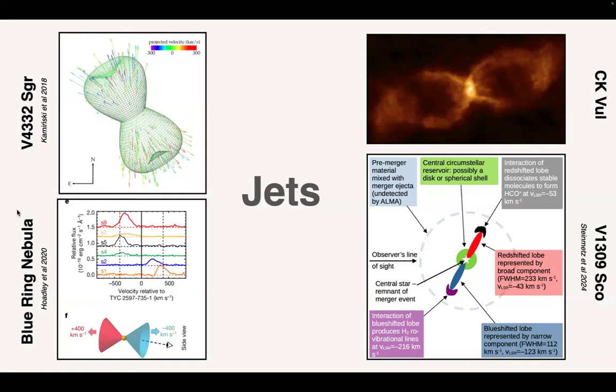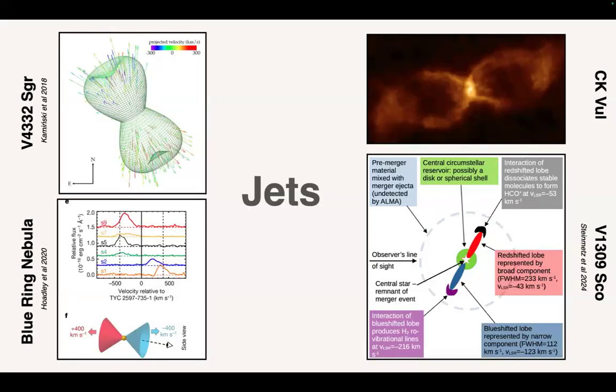Something similar is also seen in the Blue Ring Nebula, which also has these conical outflows. The authors, at least, think that the spectra are best explained by conical outflows. The image on the top right is of CK Vulpeculae, and then of course we have one of my colleagues, Tom Steinmetz. He also found that in another stellar merger object, V1309 Scorpii, its spectra are best explained by a bipolar outflow.